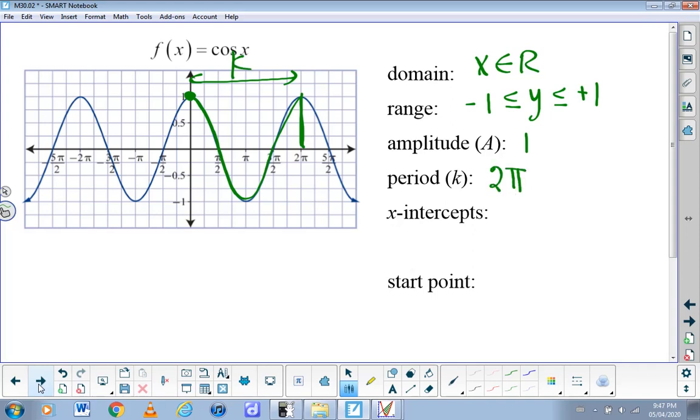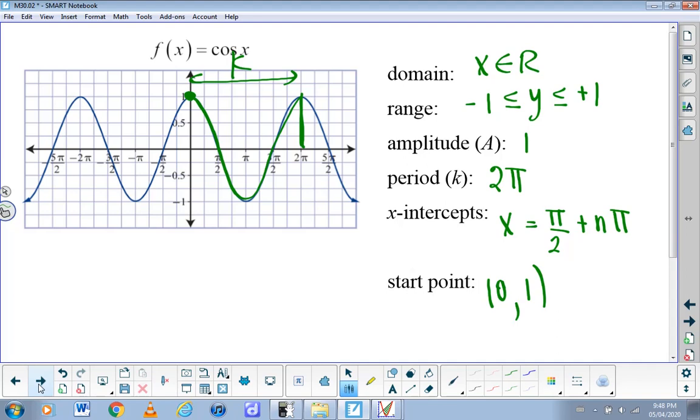You'll notice something, and I'm sorry I don't come up with this stuff, that the symbol we use for period is the letter K, and that letter K has nothing to do with the K that we've been using for vertical translations. When you look at the x-intercepts, and you might have to think about this a bit, the x-intercepts are going to be pi over 2 plus multiples of pi. And the start point this time is at the top, 0, 1. So you need to become kind of familiar with those graphs.